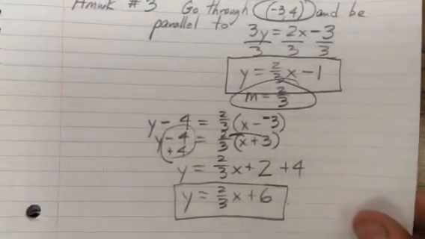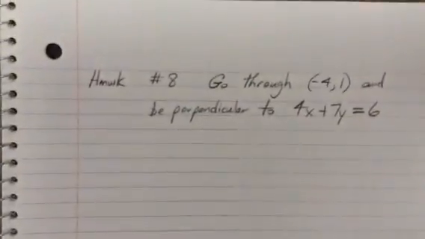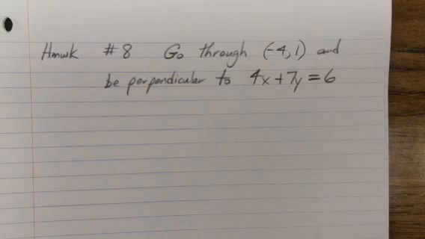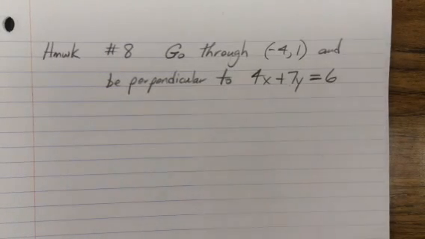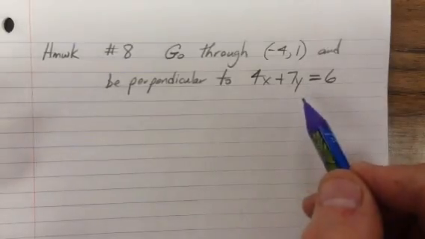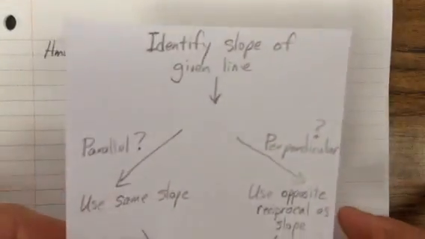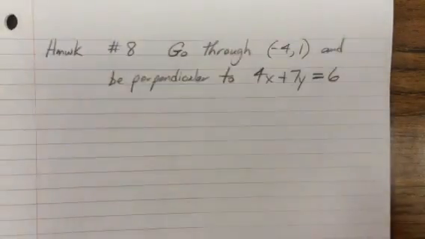That's problem number 3. One more, let's do a perpendicular one. Let's go do number 8. We want to go through negative 4, 1, and we want to be perpendicular to 4x plus 7y equals 6. You know what to do first? You need to solve for y, because that's how I find my slope. So we have to identify the slope, which means you got to solve for y.